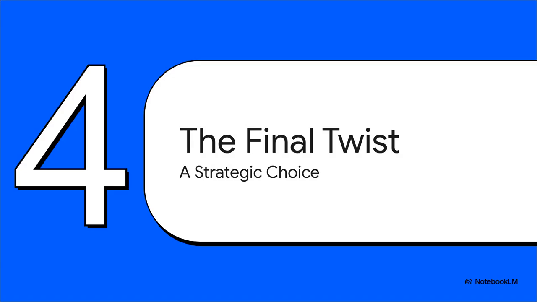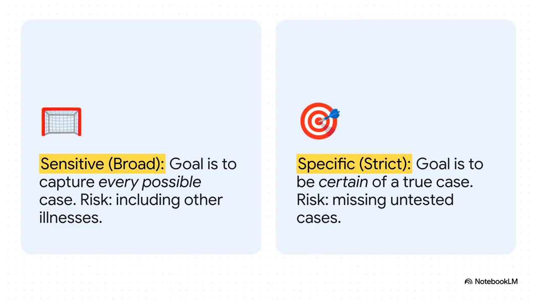Okay, so we've seen how a case definition is a crucial scientific tool, right? But here's the final twist. It's not just about science, it's also about strategy. And this is where public health officials have to make a really big choice. It's a trade-off. Do you go with the sensitive definition, something really broad and loose so you can catch every possible case early on? Or do you go with a specific definition, one that's super strict, so you are absolutely certain every case you count is the real thing?